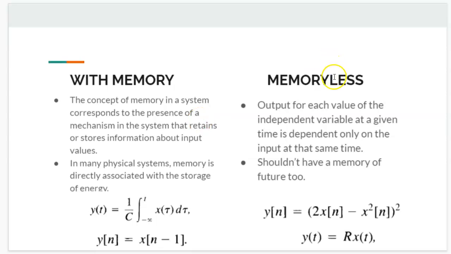And when you come to memoryless systems, it's actually the opposite. The output at each value is independent of the previous and past inputs. It's only dependent on the input at the same time. So obviously there is no future memory either. These are examples of memoryless systems.